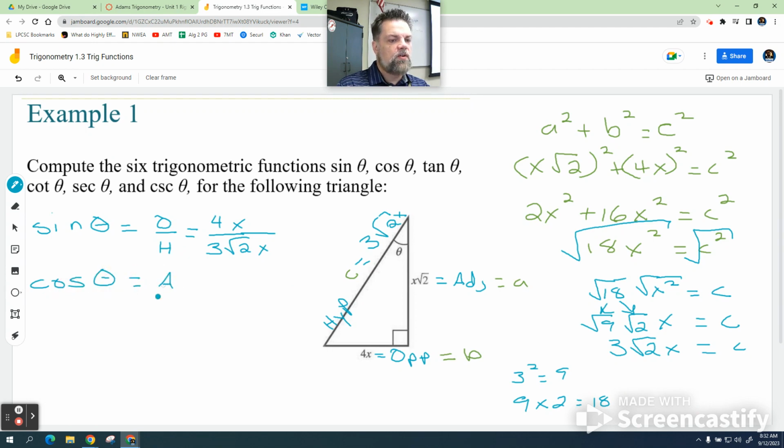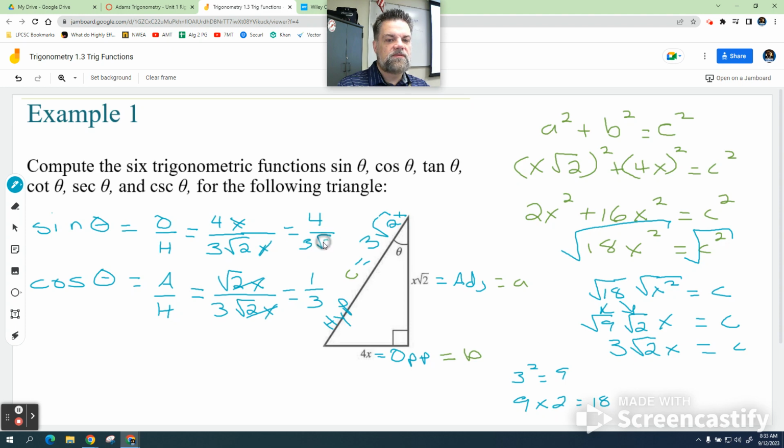is the adjacent over the hypotenuse. And so that would be, I'm going to write it this way though, the square root of 2 times x all over the hypotenuse, which is 3 root 2 x. Now this simplifies actually. This will cancel with this, and I'm left with 1 over 3. Actually, when I think about it, this cancels with this. So we're left with, we'll do that, 4 over 3 root 2.